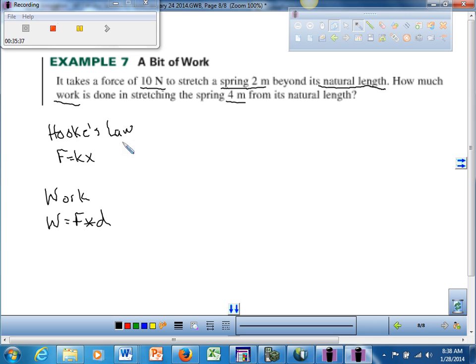Okay? So in this one, we need to get a function for our force to begin with. So what is the force that they give us? 10 newtons, and the displacement is 2 meters. So we can solve for our k, where we get 10 equals k times 2, and our k is 5. So my function for the spring is f equals 5x.